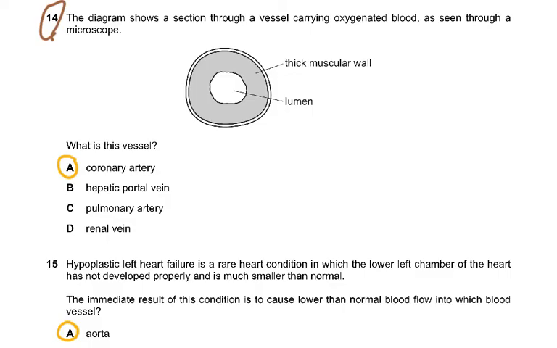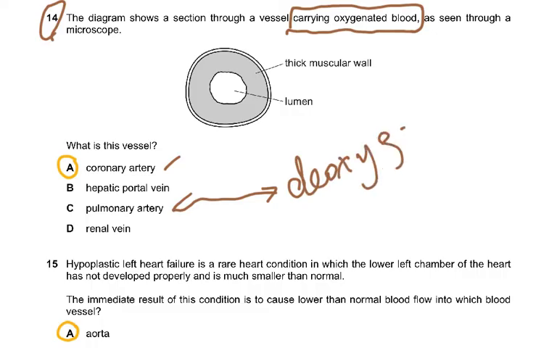It can't be any vein, so you have to choose between a coronary artery and a pulmonary artery. Yes, the pulmonary artery does carry deoxygenated blood to the lungs, but it would not have such a lot of muscle in it. It would have some, but not a lot. So what is this vessel carrying? And what was in the question? Carrying oxygenated blood. Pulmonary artery carries deoxygenated blood. So the diagram is a vessel carrying oxygenated blood, and I don't think there could be any mistake in it.